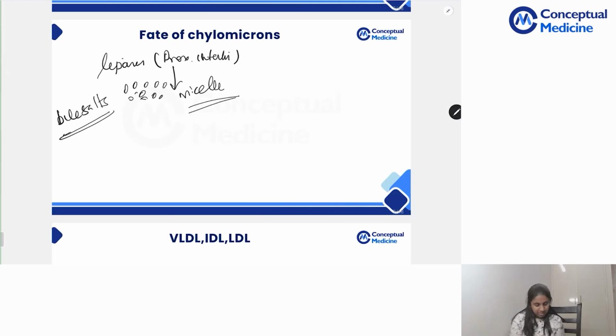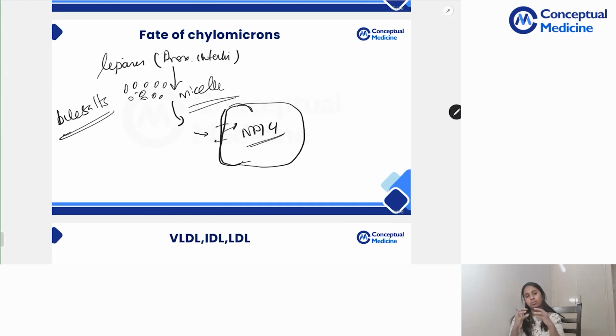So once it is micellified, what happens is, through the enterocytes, we have a special transporter called NPC1L1. Through that, all this gets entered into your enterocyte. Within the enterocyte, what happens? These lipids are packed into certain molecules. The enterocyte has rough and smooth endoplasmic reticulum, and they both come together and finally assist in the formation of chylomicron.